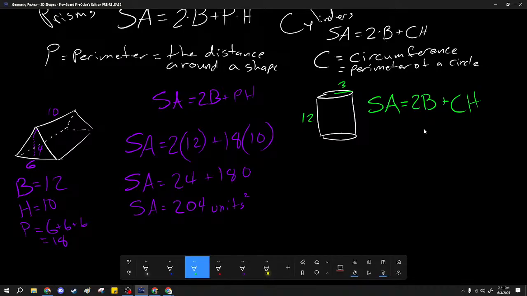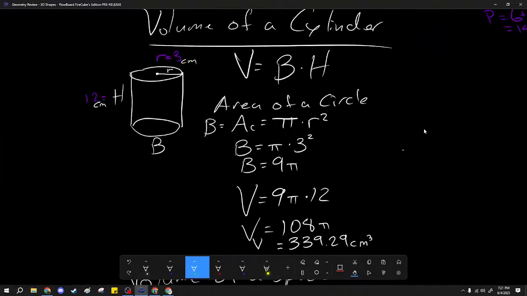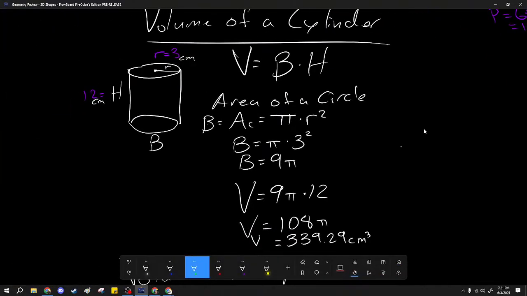So once again, I'm going to write my 3 letters that I need to solve for. B, area of the base. Once again, I'll just go over what we did before. We already solved for the area of the base. Our base is a circle, so we must use the area formula for a circle, which is pi r squared. R is our radius. Our radius is 3, so we plug it in. We get pi times 3 squared. 3 squared is 9. 9 times pi is 9 pi.